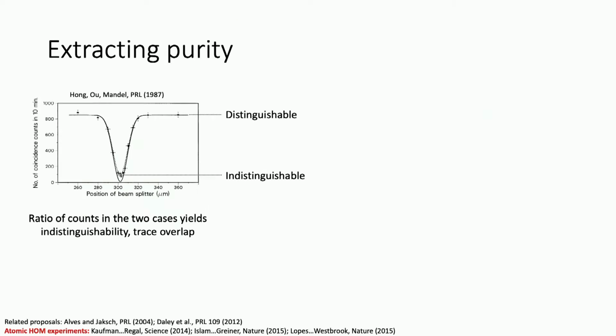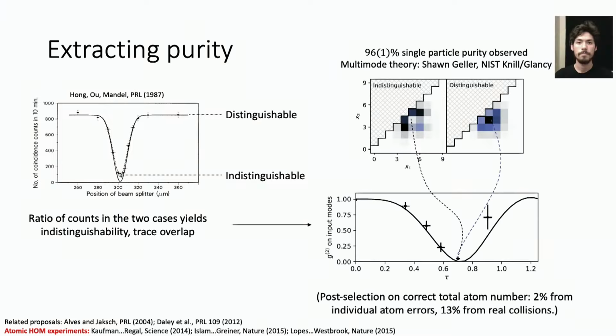And so inspired by the many experiments now that rely on deducing purity based on Hong-Ou-Mandel interference, which specifically gives you the trace overlap between the density matrices of two different atoms, or photons, whatever you wish, we can look at the ratio of the likelihood of indistinguishable events to distinguishable events, and we've worked with Manny Knill and Scott Glancy at NIST to formalize this idea. And we can see a Hong-Ou-Mandel dip that tells us that we have a purity of single atom preparation of 96%. And I want to highlight that this comes on the heels of many experiments that have been looking at atomic Hong-Ou-Mandel interference.